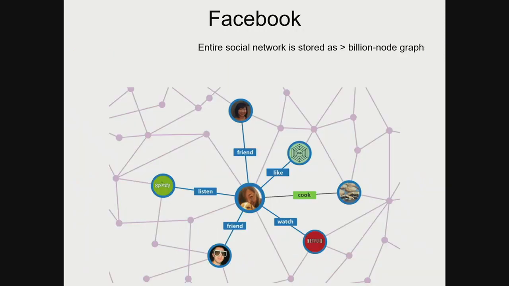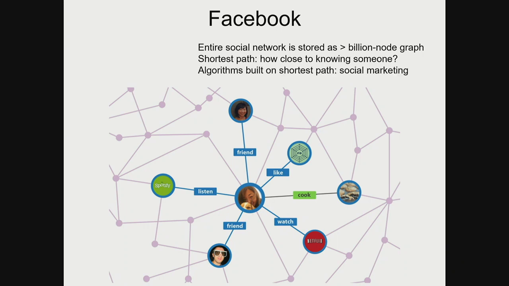Social networks. Facebook stores all your data in one giant graph. They put the whole world that's part of Facebook in a graph where all your friends are connected to you by edges. There are over 1 billion nodes in this graph, so it's big. And you do things like shortest path searches to find how close am I to knowing this person? How many degrees of separation? And algorithms build on top of that.